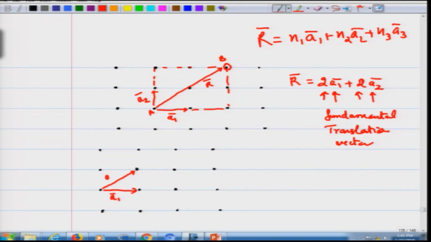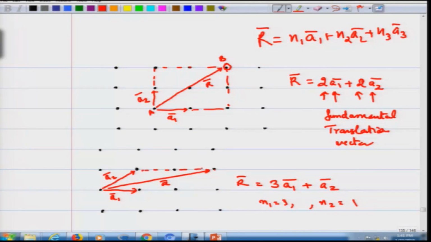So, this is my a1 vector and this is my a2 vector, and then from this point I can move to any other point in the lattice by choosing combinations of a1 and a2. For example, if I want to move from this point to this point here in the lattice, my r vector, which will join these, will be thrice a1 plus a2. So, n1 is equal to 3, an integer, and n2 is equal to 1. So, I can move from any point in the lattice to any other point using these a1 and a2.